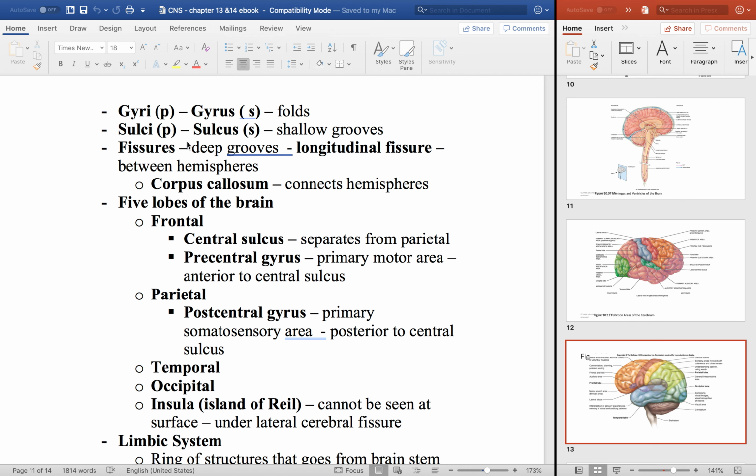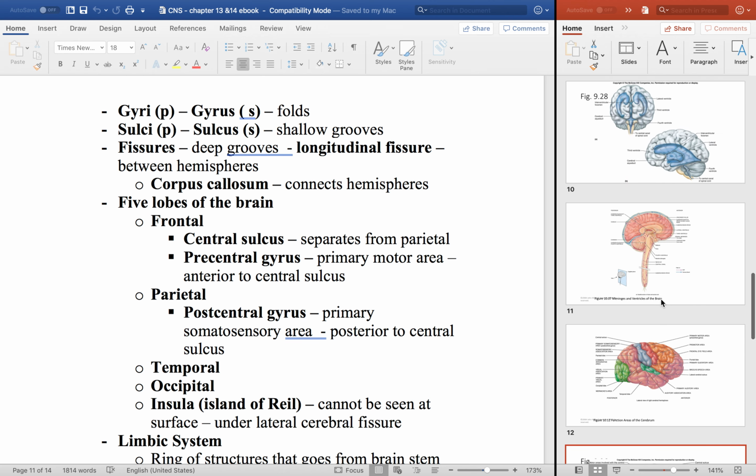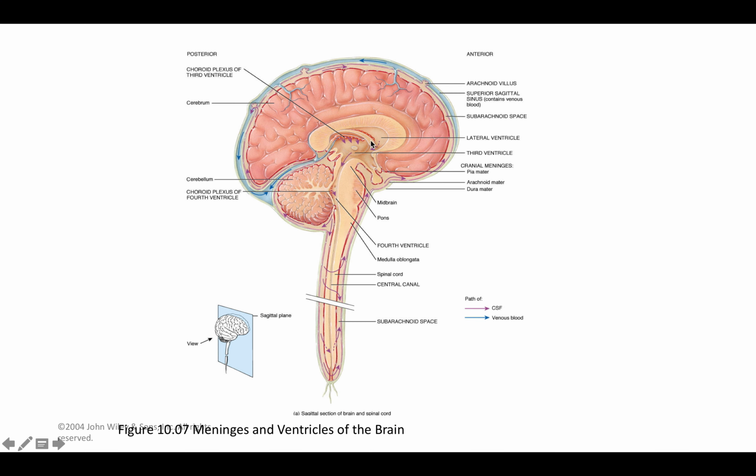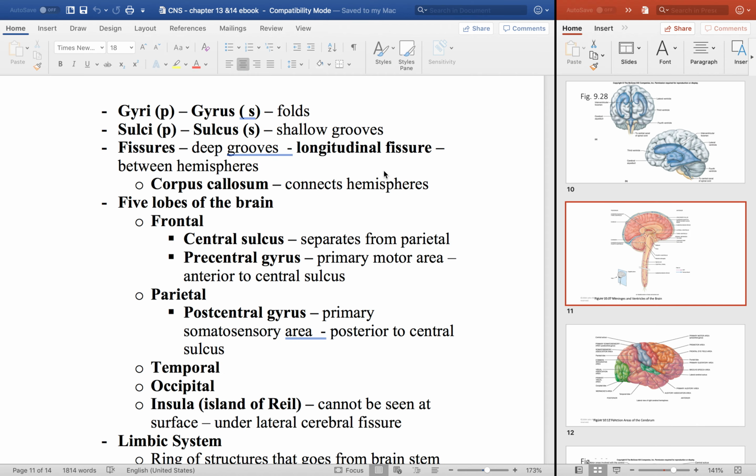So we know what gyri are. Sulci. A fissure is a deep groove, and the longitudinal fissure is what separates it right here. That makes it have two hemispheres. The longitudinal fissure goes all the way down this side until it hits this, the corpus callosum. The corpus callosum is actually what connects the two hemispheres together. The two hemispheres of the cerebrum are only connected at the corpus callosum.